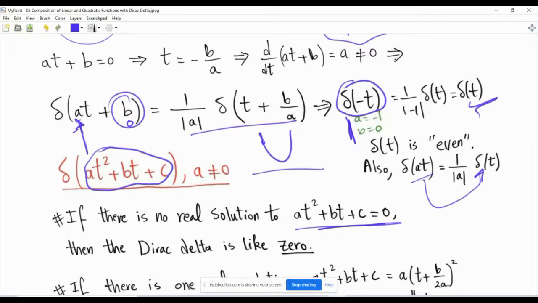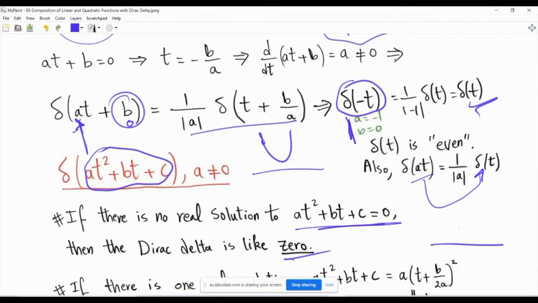In that case, the argument of the Dirac delta cannot be made equal to 0. So we will assume that the Dirac delta is, quote-unquote, inactive. It is dead. It is 0. So if you take it and multiply by a function, you get 0. It's as if it's not there. So this is one situation. Another situation for the quadratic function.